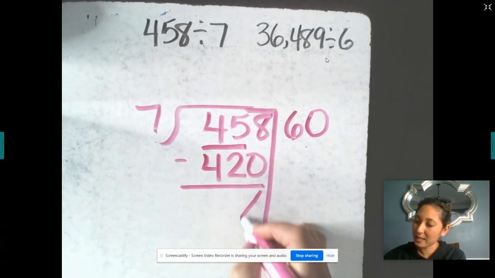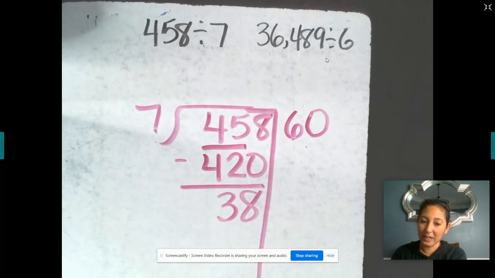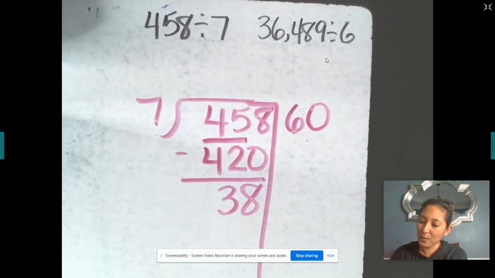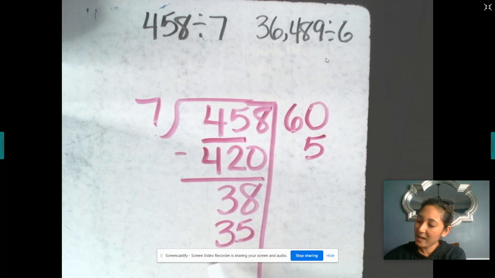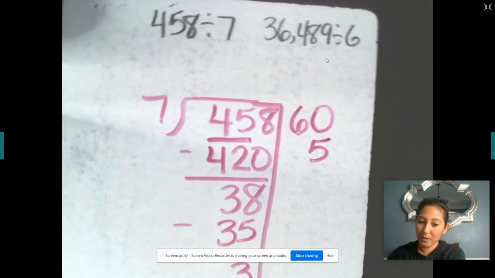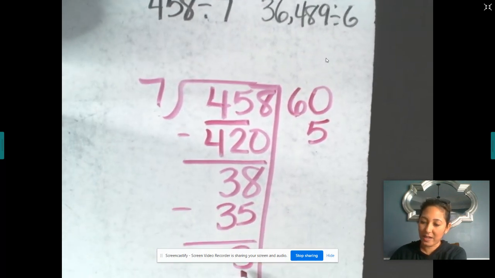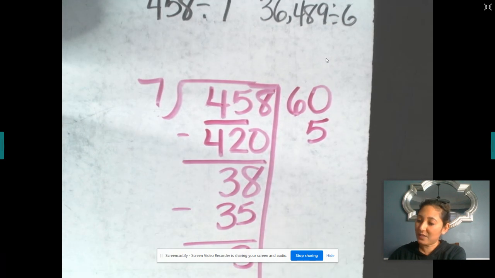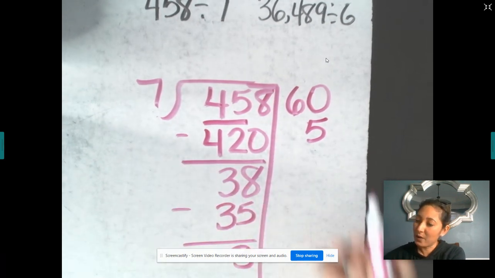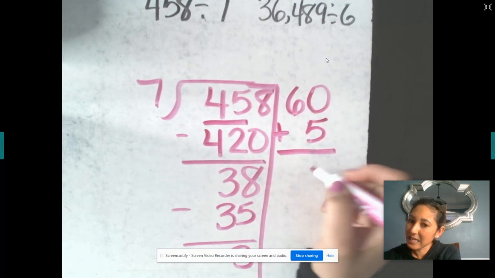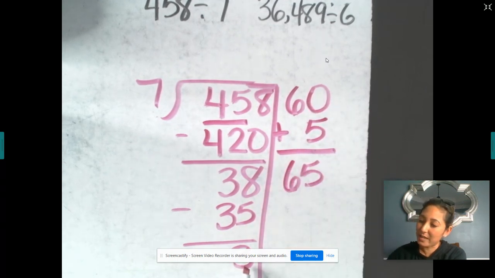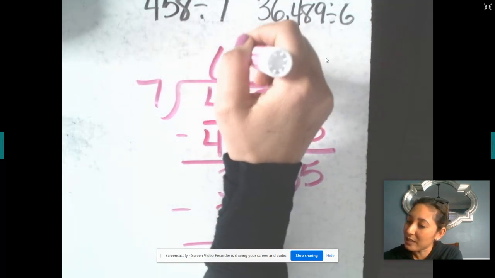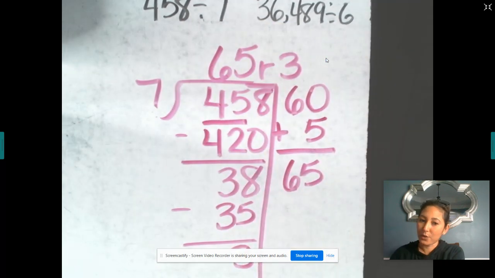We subtract, and then we need to divide again. 38 divided by 7, just a few seconds ago, I said that 7 times 5 was 35. So I will use 5, and then I am left with a remainder of 3. I can't divide 3 by 7, that's right. So I'm going to add 60 plus 5, which is 65, and this leftover 3 is my remainder. So the answer is 65, remainder 3.